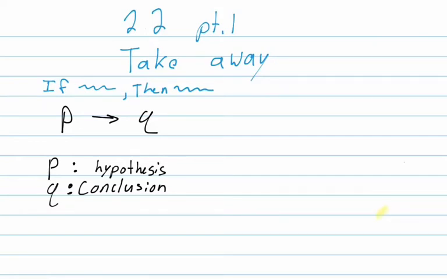So we're going to start with conditional statements. If-then statements are called conditional statements or conditionals. The if part is what we call the hypothesis, symbolized with a P. The Q is the conclusion. So here's your example. If it's raining outside, then you need an umbrella. So the hypothesis is it's raining outside. The conclusion is you need an umbrella.